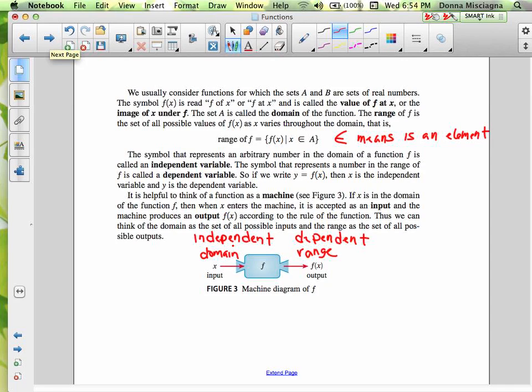It's helpful to think of a function as a machine. If x is in the domain of the function f, then when x enters the machine, it is accepted as an input, and the machine produces an output according to the rule for the function. Thus, we can think of the domain as the set of all possible inputs, and the range as the set of all possible outputs. And we can have an infinite number of inputs and an infinite number of outputs. And some of our functions do have an infinite number of inputs and an infinite number of outputs.